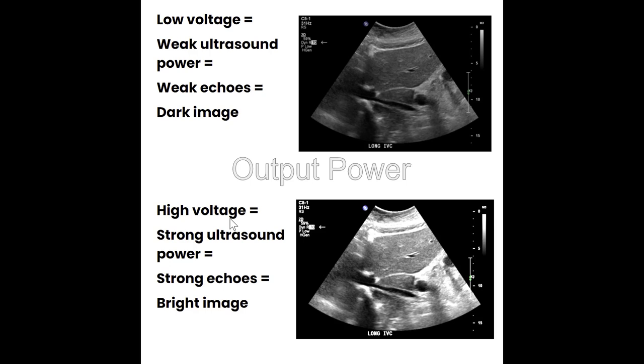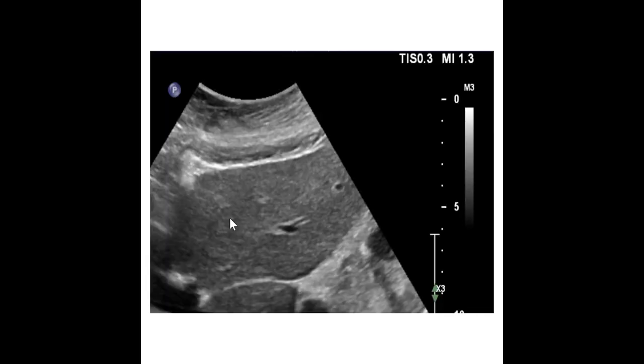But remember, with those brighter images, we're exposing the patient to more power, which can increase their risk for bioeffects. So the power emitted by the ultrasound transducer is monitored by the machine by mechanical and thermal indices. And we'll talk about this a little bit more when we talk more about bioeffects in a later unit. But remember, as we increase that power, we increase the risk of causing bioeffects, either through heating up the tissue or creating little bubbles that can destroy tissue.